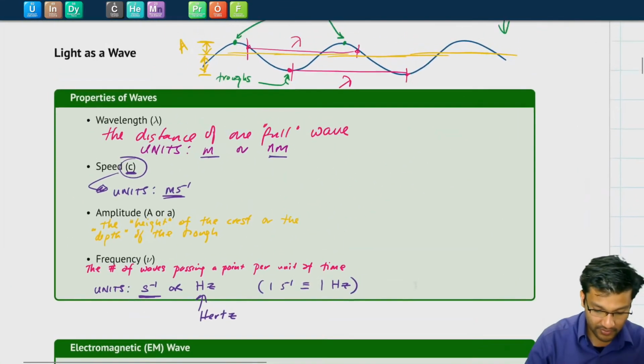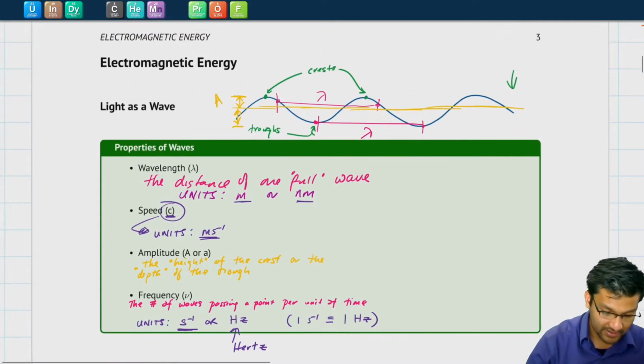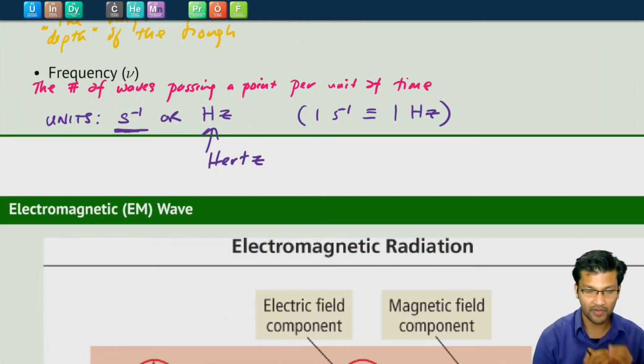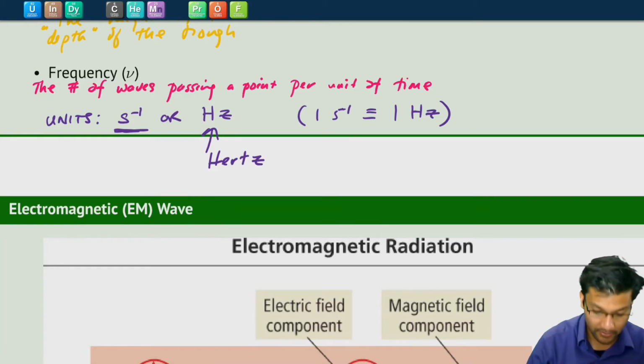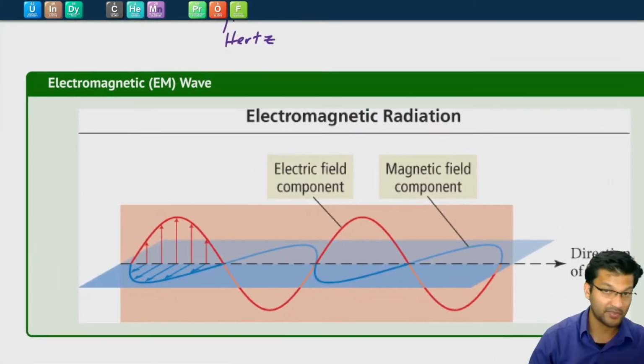Now, these are general to all waves, but we want to talk about light waves specifically because in this unit, we're going to talk about light, and then we're going to move on to electrons and talk about how they can be described as waves as well. So let's talk about light waves specifically.